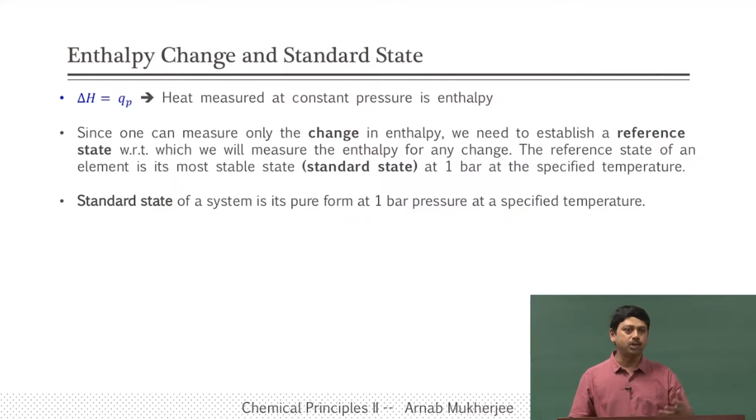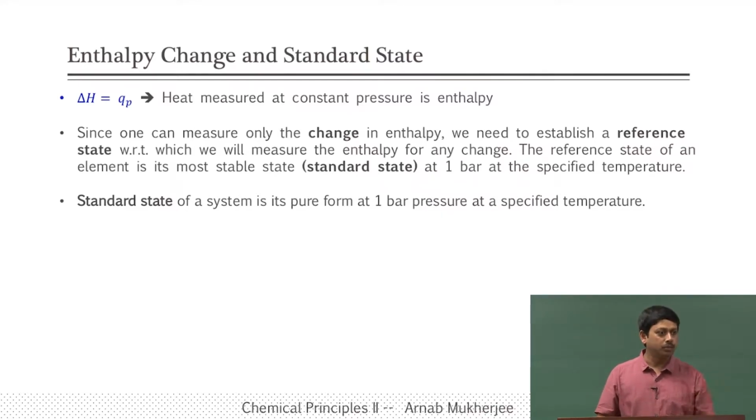So for example, nitrogen at 298 Kelvin at 1 bar pressure will be in gaseous form. Carbon at the same temperature and 1 bar pressure will be graphite, in a solid form. Mercury will be in liquid form. Water will be in liquid form. Hydrogen will be in gas form. So those are standard states at 1 bar pressure at a specified temperature.